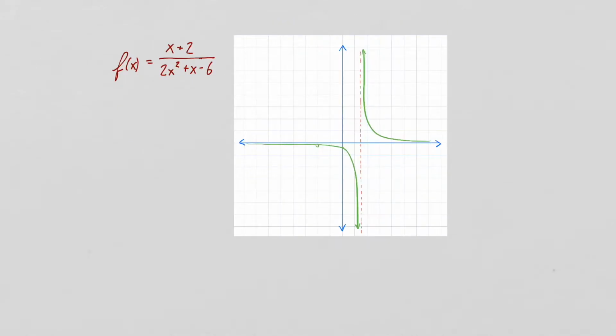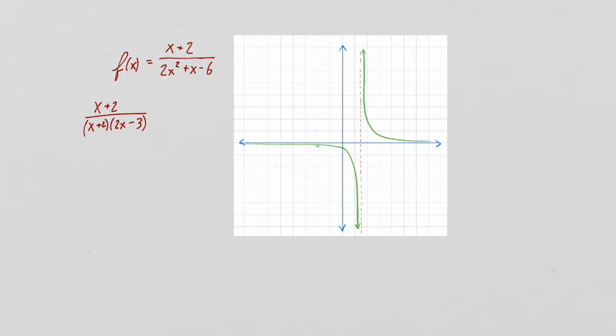So here's the graph of this function. We're going to take this function apart a little bit and see how we get these different things here. We're going to start, as we would for any rational function, by factoring. We get x plus 2 over x plus 2 times 2x minus 3.